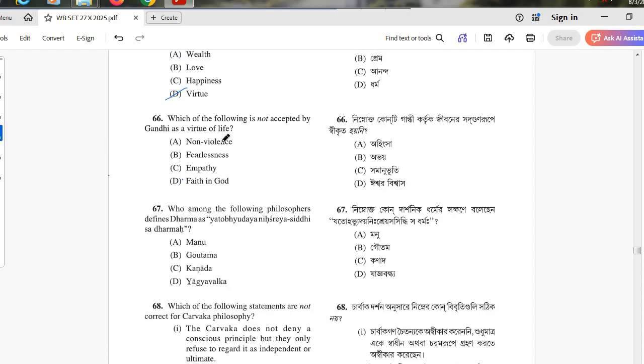Question 66. Which of the following is not accepted by Gandhi as a virtue of life? A. Non-violence, B. Fearlessness, C. Empathy, and D. Faith in God. And correct answer is option C. Empathy.